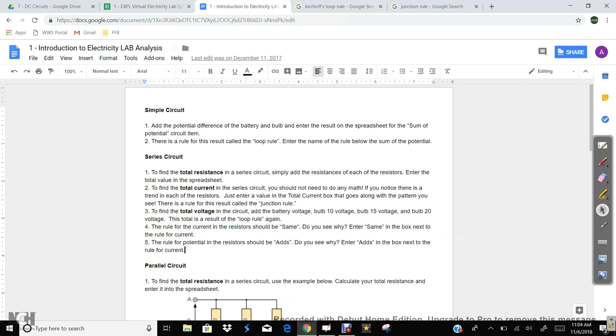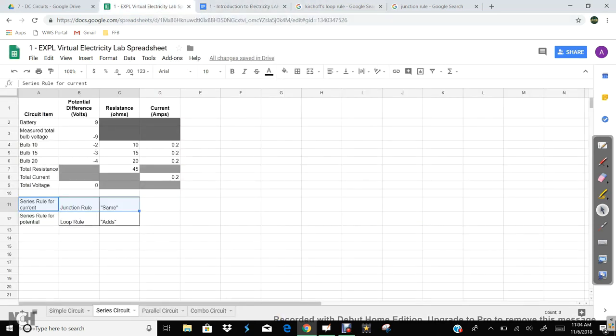Okay, and the rule for potential in the resistors is adds. Do you see why? So looking at this, the loop rule and adds, you can see that in the potential difference or the voltage. That's the same. That means the same thing. Potential difference and voltage. These have to add up to the same to subtract entirely from the battery. So we've already talked about that.